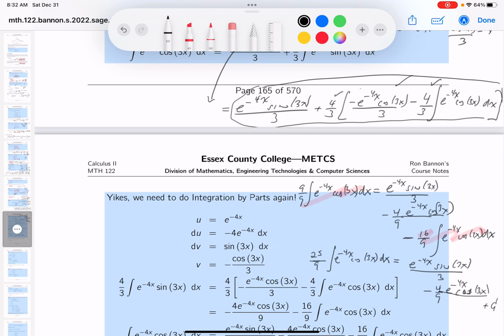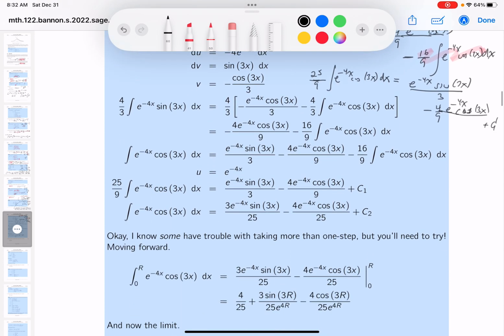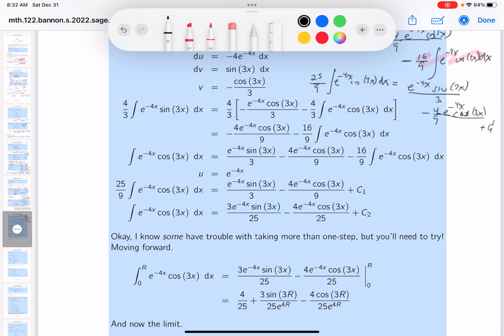All right, now what do I do? I multiply both sides by 9/25. All right, let me put that down for you. And if you did that, I think I get something pretty nice. I'll write this over here, e to the minus 4x cosine 3x dx, and I'm multiplying both sides by 9/25. So 9 is divisible by 3, so I get 3/25.